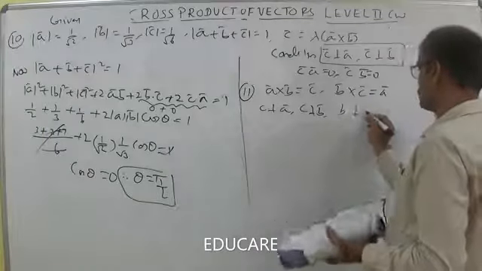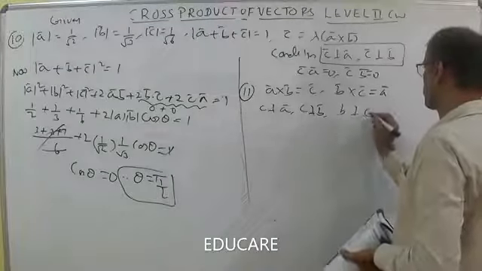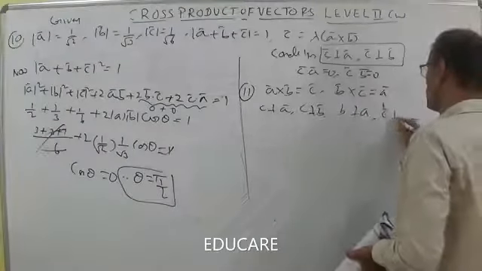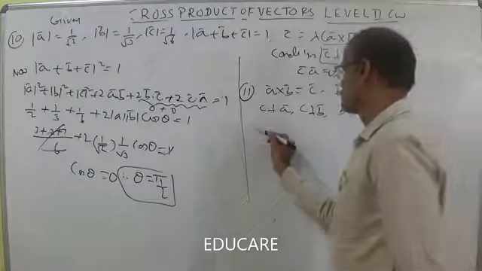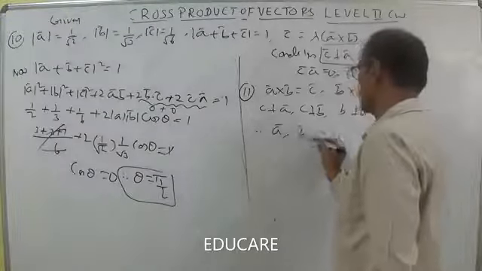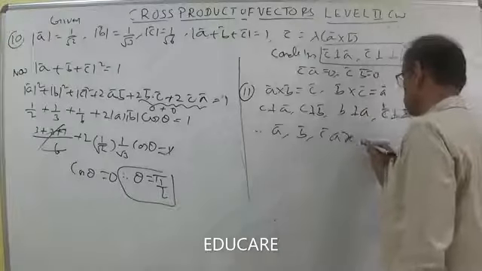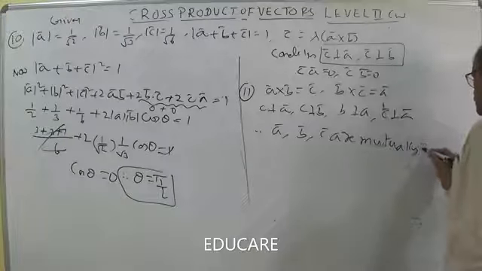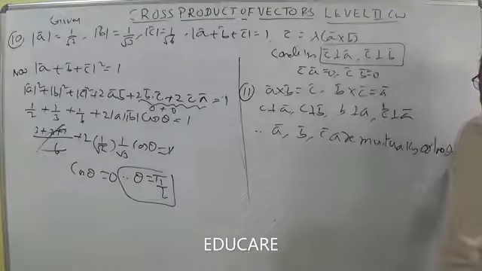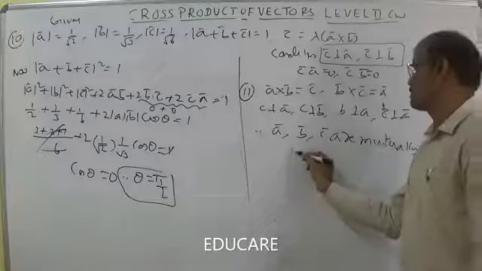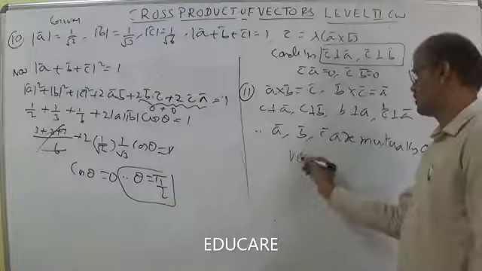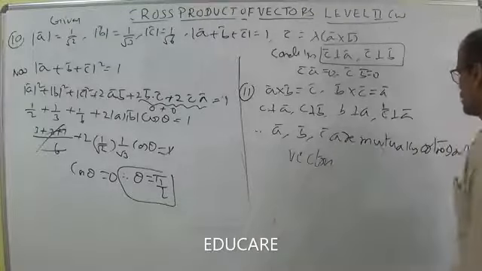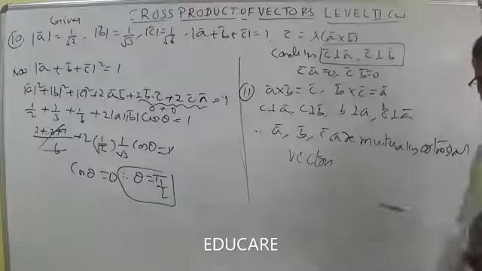Here B bar, what is the directive we got? B bar is perpendicular to A bar, and C bar is perpendicular to A bar, already we got here. Therefore we can say that A bar, B bar, C bar are mutually orthogonal vectors, or mutually perpendicular vectors. Whenever A cross B is equal to C is given, you should understand the concept I cross J is equal to K. Now I am saying A bar, B bar, C bar are mutually perpendicular.